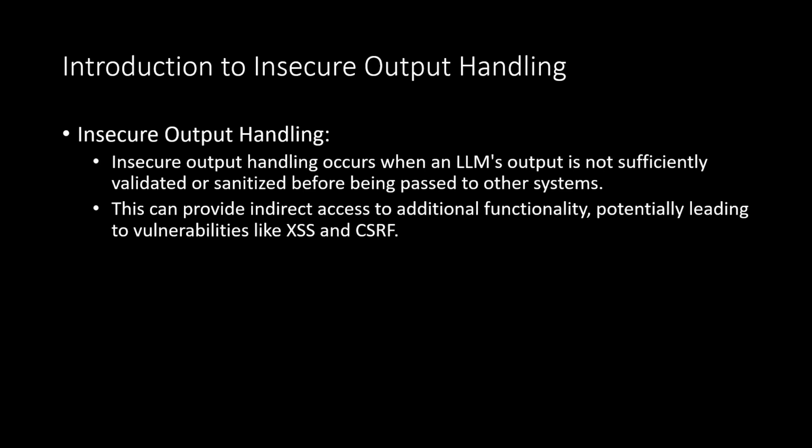Insecure output handling is a situation where an LLM's output is not sufficiently validated or sanitized before being passed to other systems. This can effectively provide users with indirect access to additional functionality, potentially facilitating a wide range of vulnerabilities, including cross-site scripting and cross-site request forgery.